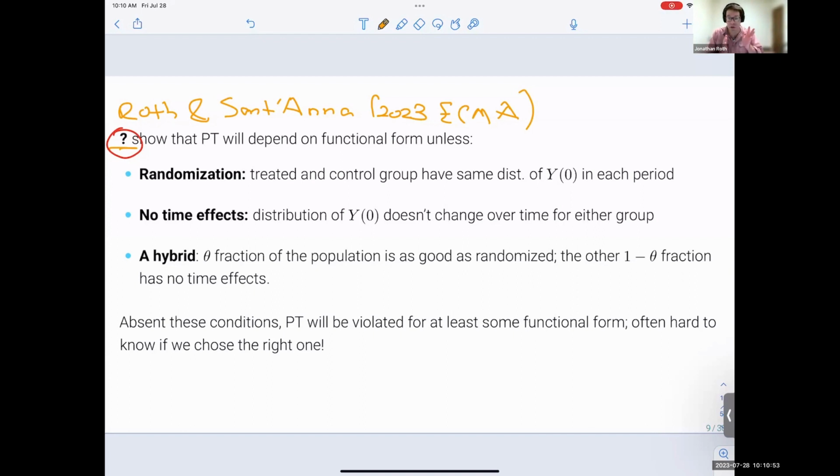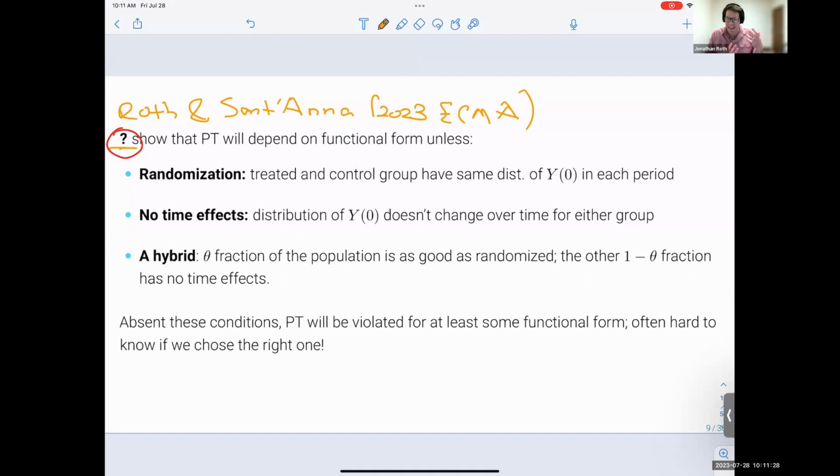So if, for example, our two time periods are very close together, then there may not be many time effects, or we may think that the treatment is approximately randomized, or some combination thereof. But absent these relatively specific conditions, parallel trends will be violated for at least some functional form, like we saw in the previous example. Depending on whether we assume parallel trends is stable in levels versus stable in percentages, which is roughly equivalent to parallel trends in logs, we get a different answer depending on which functional form we assume.